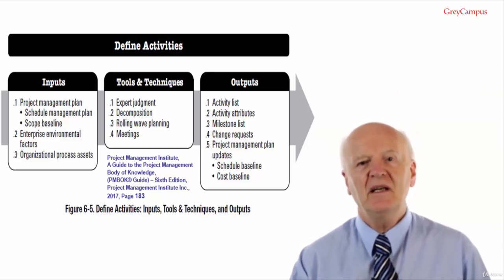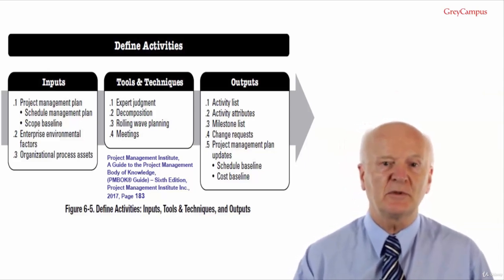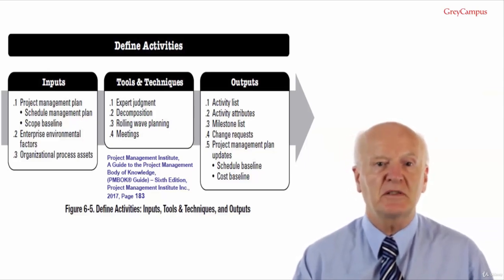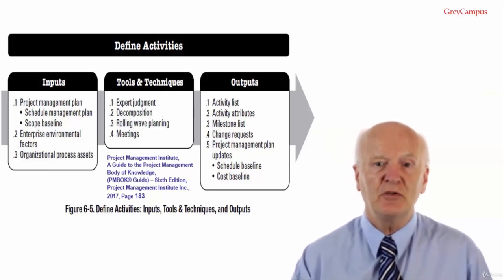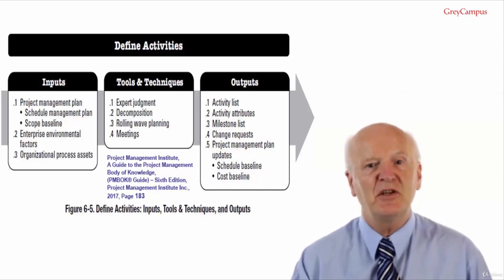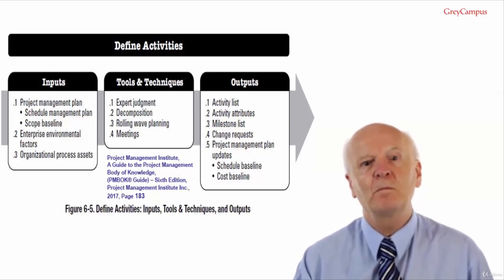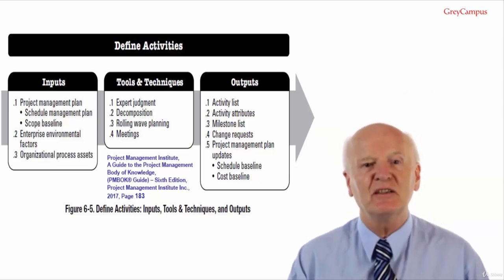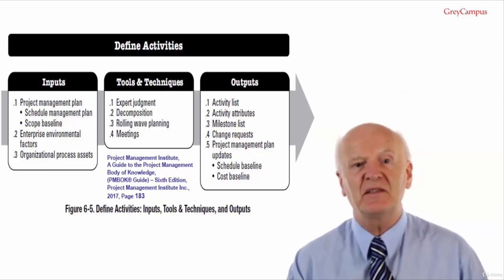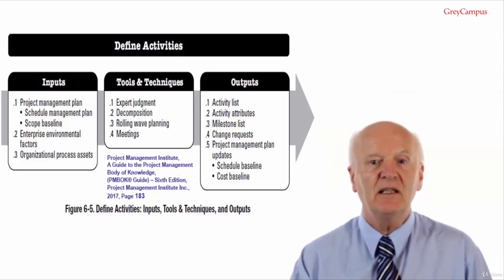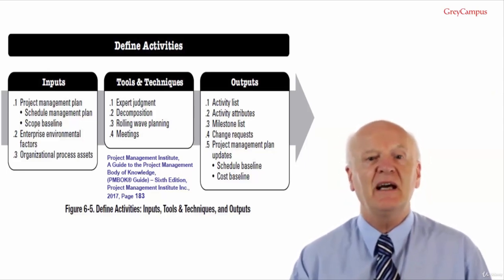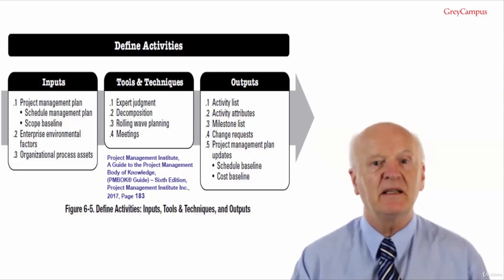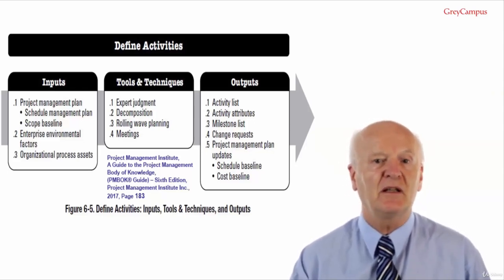Scope baseline. The project work breakdown structure, deliverables, constraints and assumptions documented in the scope baseline are considered explicitly while defining activities. Do you remember what the scope baseline is? See if you can remember it before I tell you. The scope baseline is not just a single plan, it is a set of 3 plans. The scope statement baseline, the work breakdown structure baseline, and the work breakdown structure dictionary baseline. And what is a baseline?